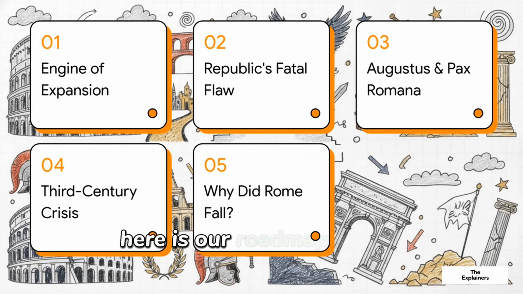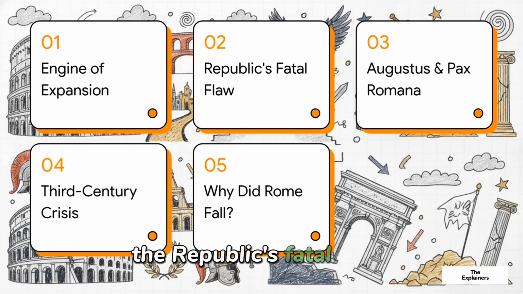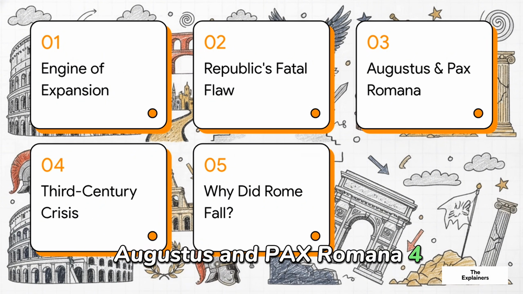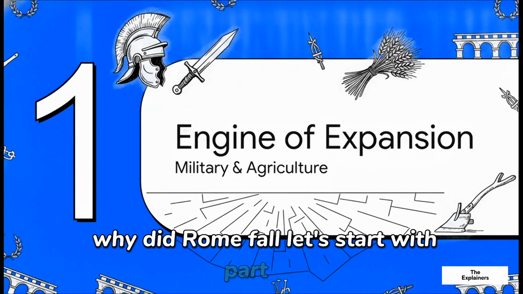Okay. Here's our roadmap for this historical analysis. We're covering 1. The engine of expansion. 2. The Republic's fatal flaw. 3. Augustus and Pax Romana. 4. The 3rd century crisis. And finally, 5. Why did Rome fall? Let's start with part 1.